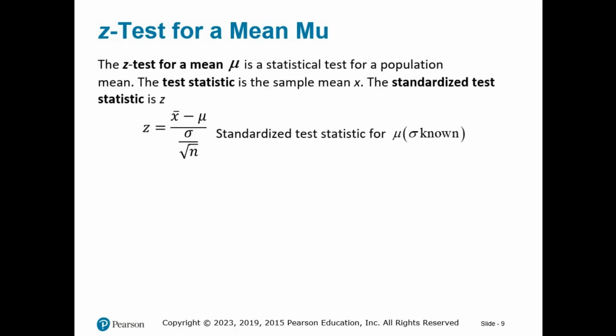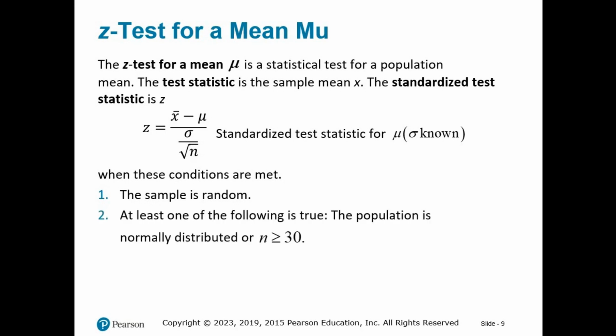In other words, a z-test can be used for a mean mu when, number one, the sample used to find the test statistic has been randomly selected so that it is unbiased, and number two, as we've heard before, either the population itself is normally distributed or the sample size is greater than or equal to 30. So those characteristics utilizing the central limit theorem haven't gone away.